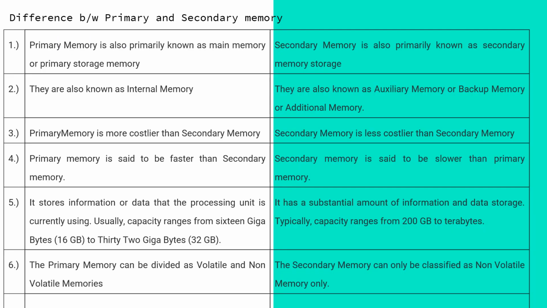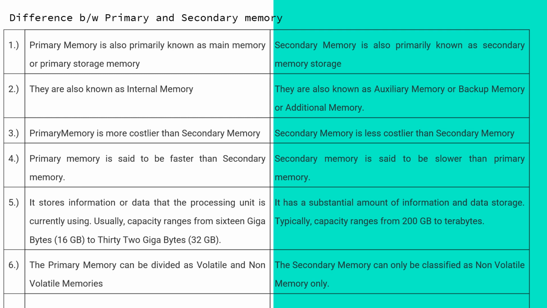Since we have understood primary and secondary memory, let's see the differences between them. Primary memory is also known as main memory or primary storage memory. Secondary memory is also known as secondary storage memory. Primary memory is also known as internal memory. Secondary memory is also known as auxiliary memory, backup memory, or additional memory. Primary memory is costlier than secondary memory. Secondary memory is less costly than primary memory.